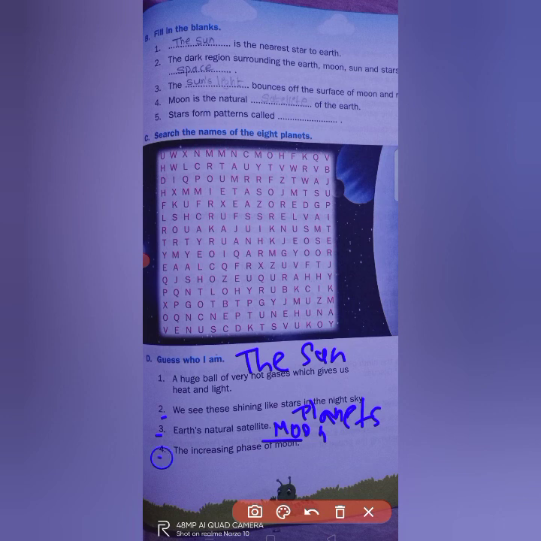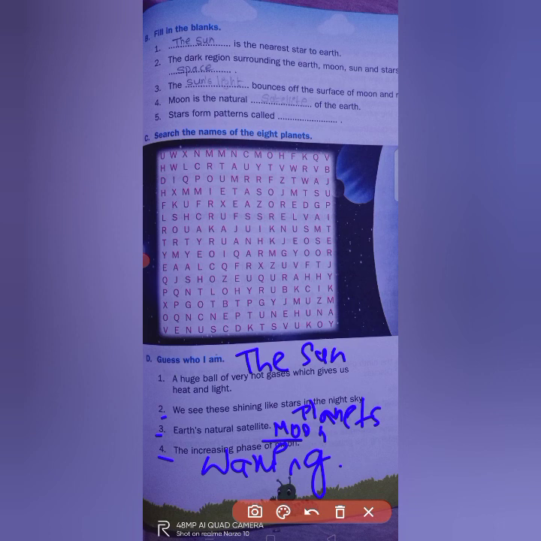Next, the fourth one: the increasing phase of moon is known as waxing. Increasing phase and decreasing phase, we know that, right? While studying about the phases of moon, we studied the increasing phase and the decreasing phase of moon. The increasing phase of moon is known as waxing and the decreasing phase is known as waning, right? So that is nothing but waxing.